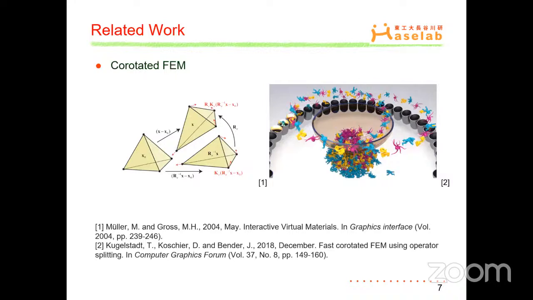First, it is the co-rotated FEM. As co-rotated FEM is proposed, the main bottleneck of the co-rotated FEM is the extraction of the rotation matrix. Then some researchers proposed an APD method to accelerate the extraction of the rotation matrix, called operator splitting, and this achieves very fast result. And in our method, we also use APD to get the rotation matrix. This method also does not lead to very complex mathematical functions.